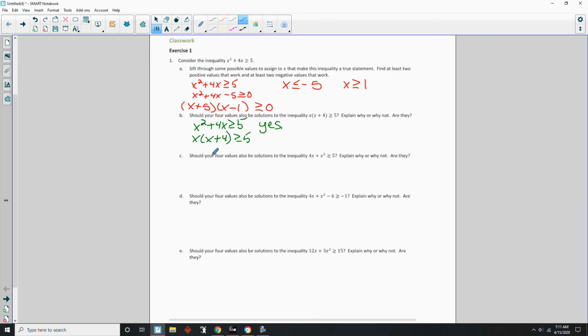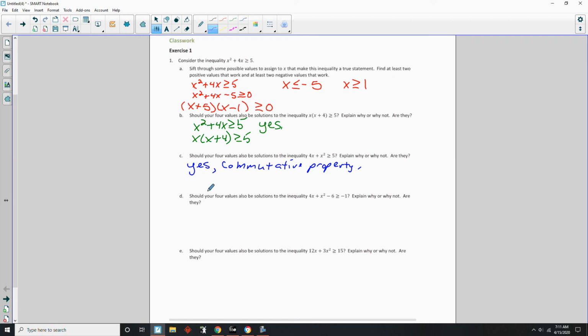Okay, part C. Should your four values also be solutions to the inequality 4x plus x squared? So all they're doing now is taking the 4x, moving it over here, and the x squared, moving it over here. And here you would say yes, commutative property. The commutative property of addition was done. Okay, so therefore the solutions are the same.